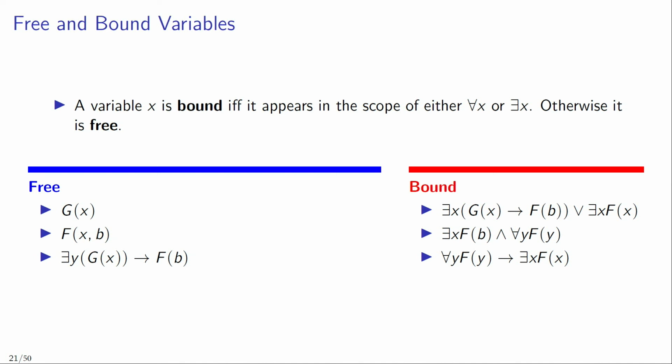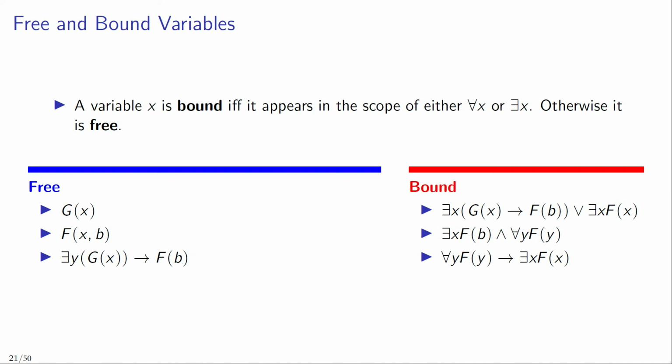If you look at the second row, we have the formula there is an x such that fb, and for all y fy. Here we really only have one variable, namely the variable y, and that variable appears in the scope of the universal quantifier for all, which binds the variable y. And so this occurrence of the variable y is a bound occurrence. The variable is bound in this example.